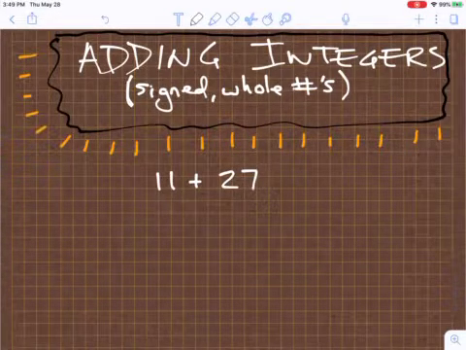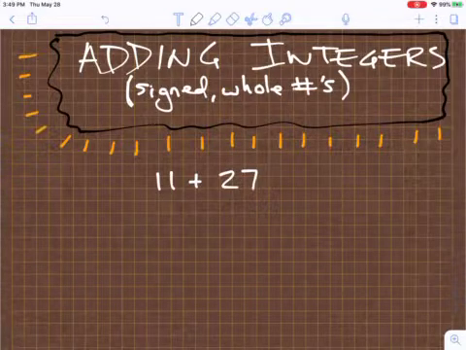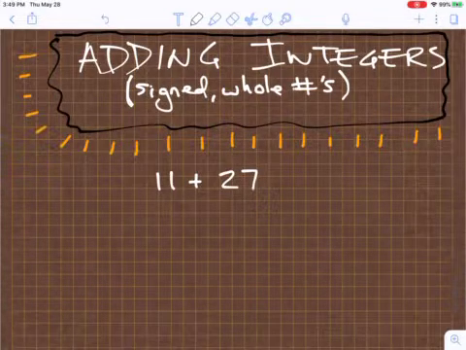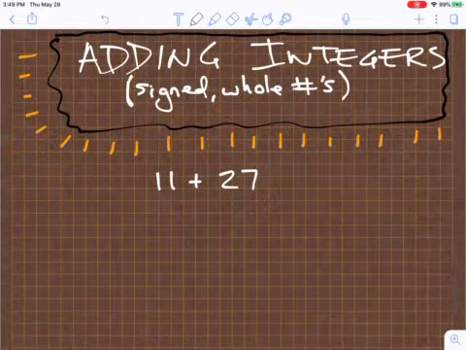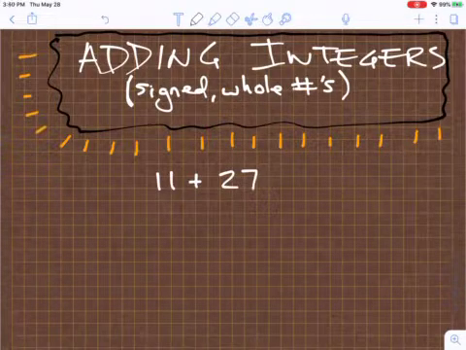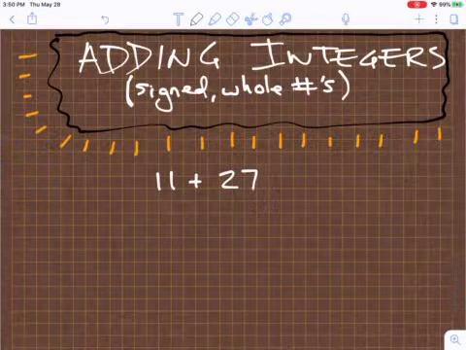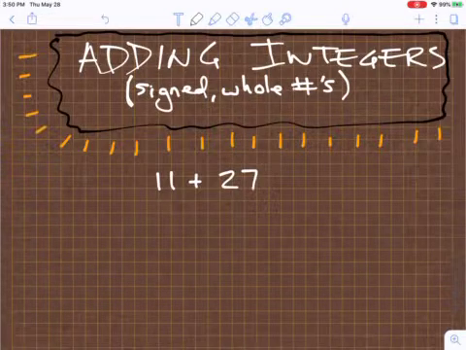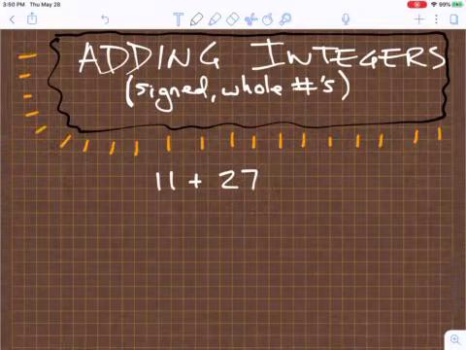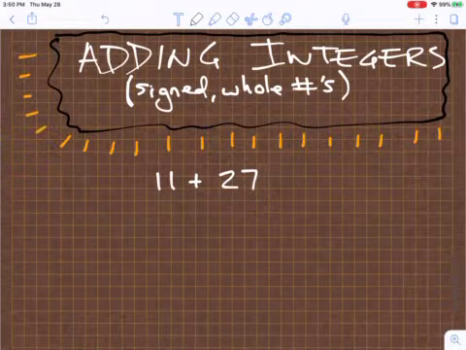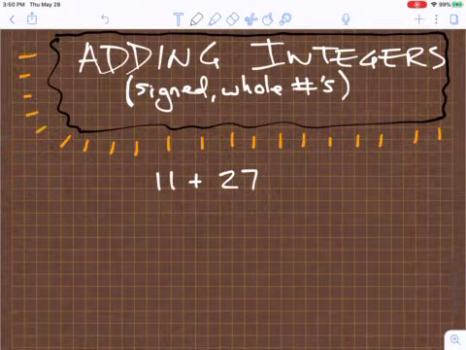Basically, when you think of integers, just think of signed numbers. We're talking about numbers that aren't going to be fractions and decimals. This video is a quick tune up on adding integers. And some of this stuff you're going to be like, why does he even have that on there? I did that in third grade.